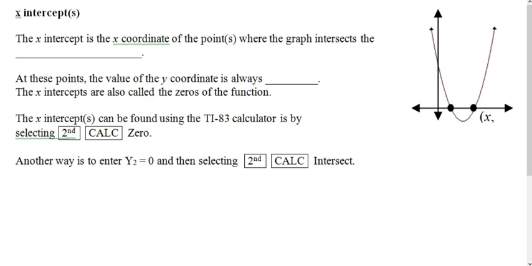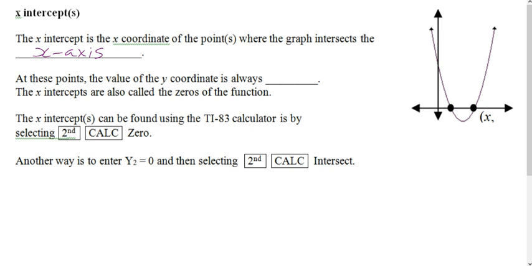X-intercept. The X-intercept is the X coordinate. So X-intercepts are just numbers. They're not points, right? It's just a number. So you say the X-intercept is 5. You don't say the X-intercept is 5, comma 0. You could say the point where the graph crosses the x-axis is 5, comma 0, right? When we talk X-intercept, we're just talking X coordinate. Where the graph intersects the x-axis, right?